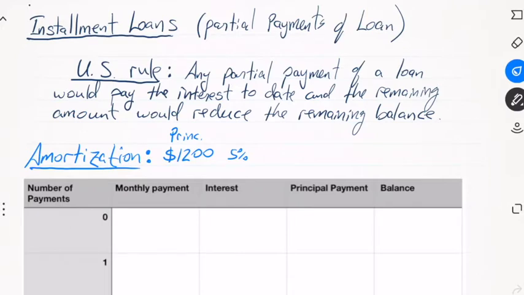So if we're going to pay it off in 3 installments, most people would go, oh, let's take the $1,200, divide it by 3, and make payments of $400 each. And that should pay off the loan. And most people would think this way, which is kind of scary. So let's go through our table and set it up.